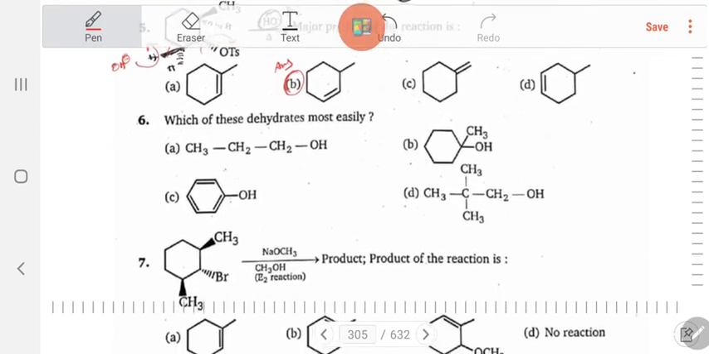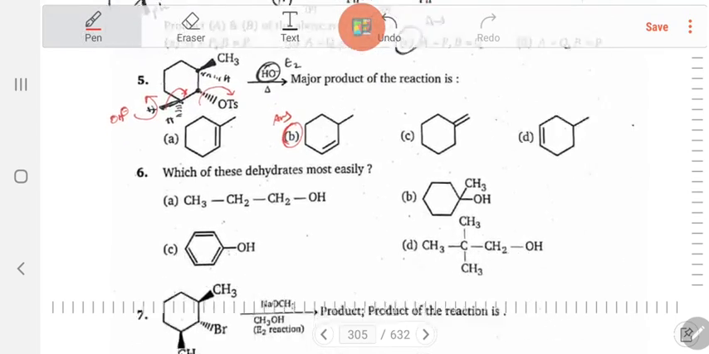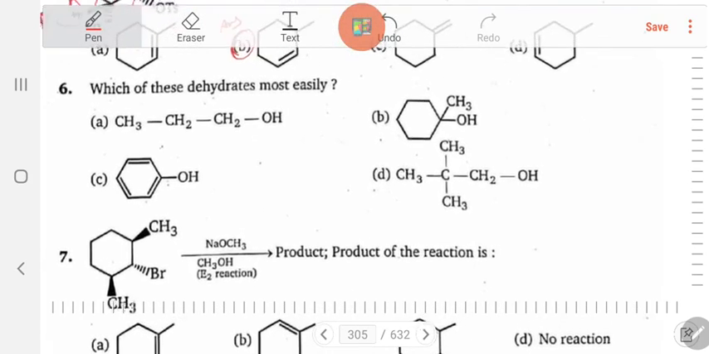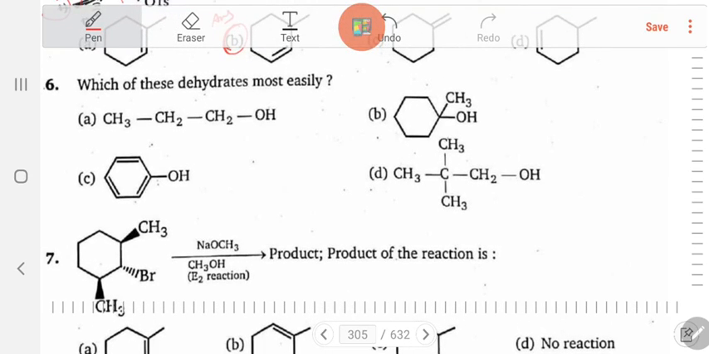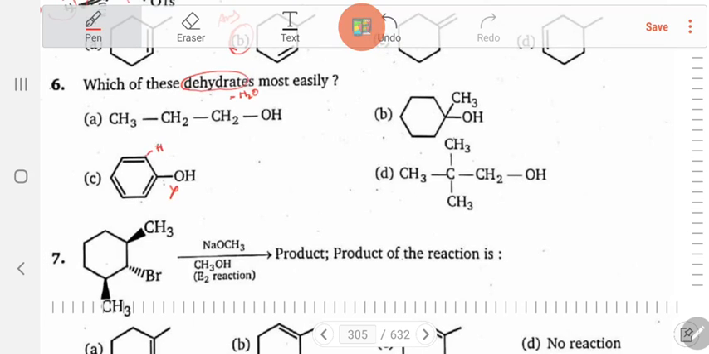Which of these dehydrates most easily? So among the given options, which compound undergoes dehydration? Dehydration means removal of H2O. So in which case is H2O lost more readily? In option C, H2O cannot be lost because here it is OH, and there is hydrogen here. H2O cannot be lost because in the benzene ring you will get a triple bond system, which is practically impossible. So this is not possible.